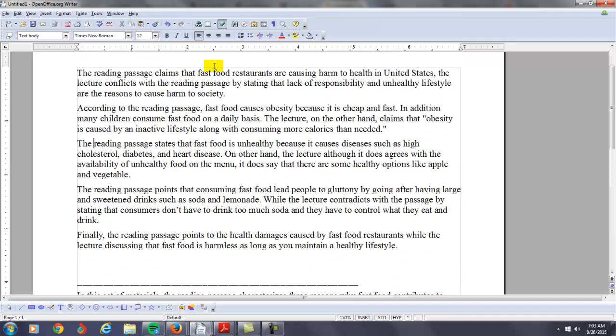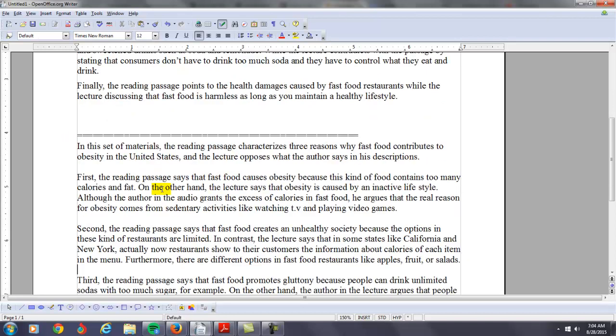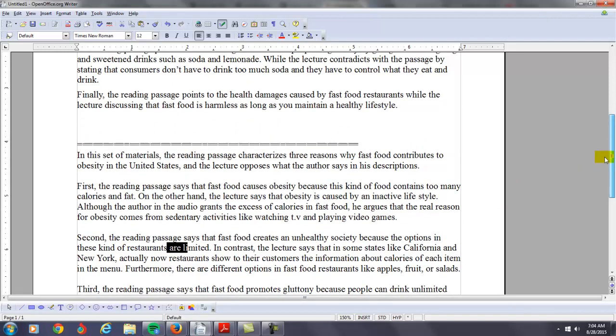Okay, so we have here, if you compare with what you're saying here, with the essay that scores higher than yours, it says here, the reading passage says that fast food creates an unhealthy society because the options in these kinds of restaurants are limited. That's what you did not say. In contrast, the lecture says that in some states like California and New York, restaurants now show customers the information about calories of each item on the menu. Furthermore, there are different options in fast food restaurants like apples, fruit, or salads. You see what we're saying there?